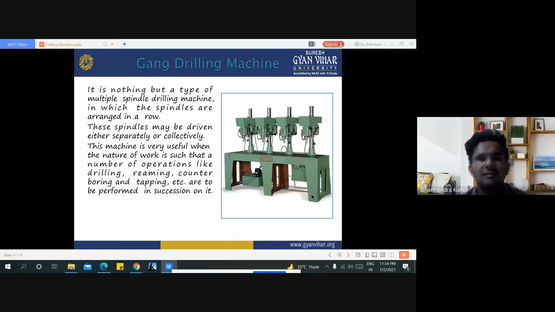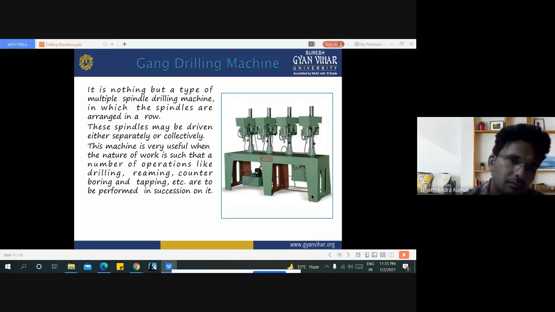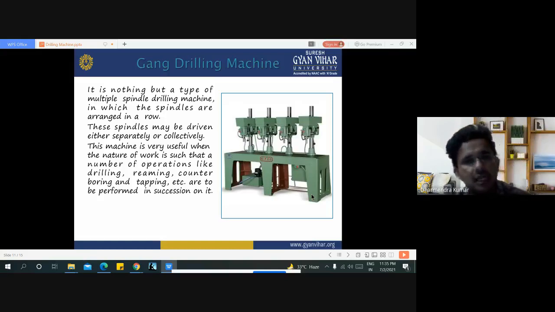Another type is the gang drilling machine. With the help of a gang drilling machine, we associate multiple spindle drilling machines on a single bench, arranged in a row sequence. These spindles may be driven either separately or collectively. This machine is very useful when the nature of work is such that a number of operations like drilling, reaming, counter boring, and tapping are to be performed in succession on it.